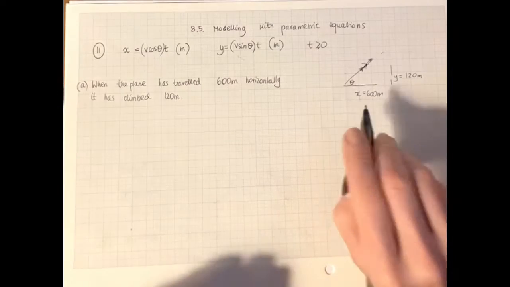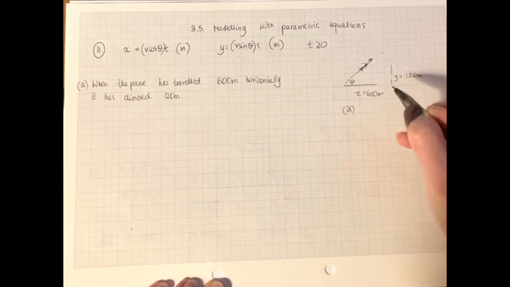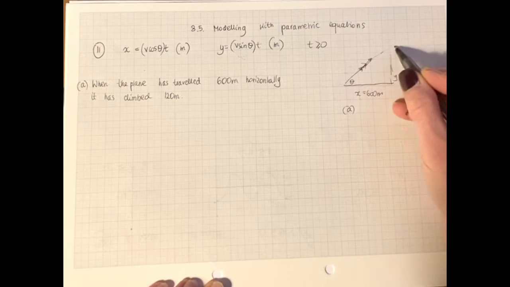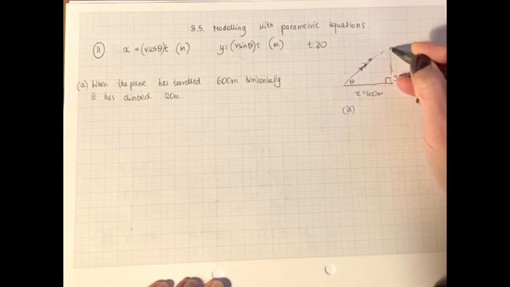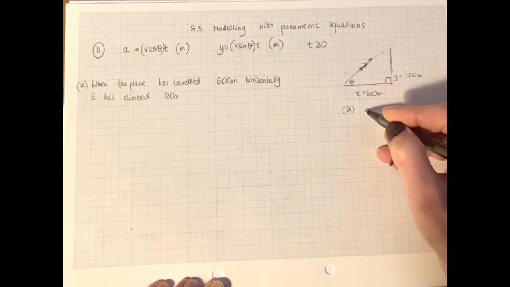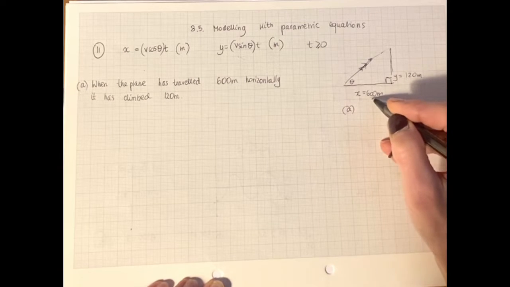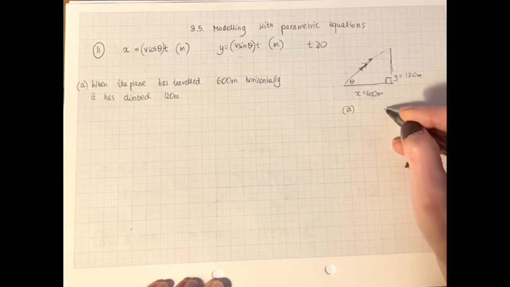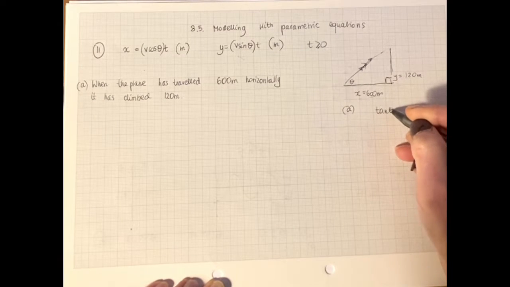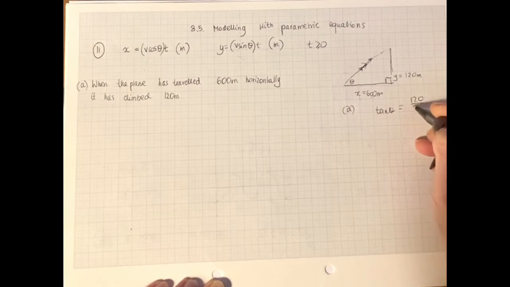So for part A, this is a simple trigonometric problem. Here is a right angle triangle. The inclination is 120 and the horizontal distance 600. So this is going to be tan theta equals 120 over 600.